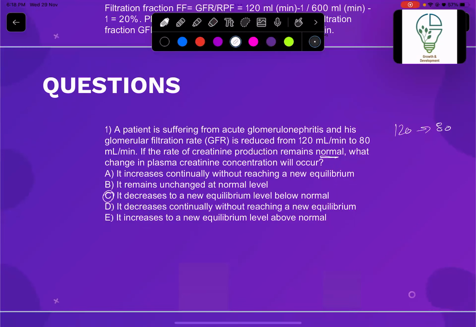So again, the GFR was reduced from 120 to 80, and yes, exactly, it should be C. Good job. Because the GFR is decreasing, we can't say increase, so we can rule out A and E. Unchanged doesn't make sense either because there has been a decrease. So it has to be either C or D. We rule out D because it says it continually rises without reaching an equilibrium, which doesn't make sense, because that would mean the GFR keeps going down to 70, 60, 50, the kidney is failing, and we would need dialysis. But all they said is that it stopped at 80 and that's it. So the kidney adapted and reached a new equilibrium level, which is below normal. So yes, it is C.